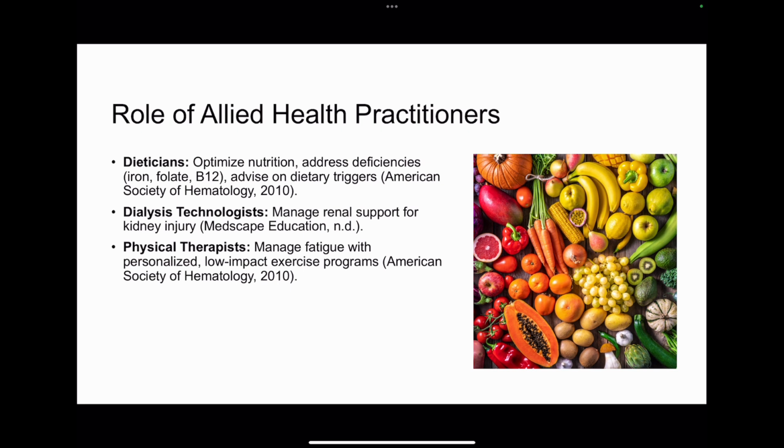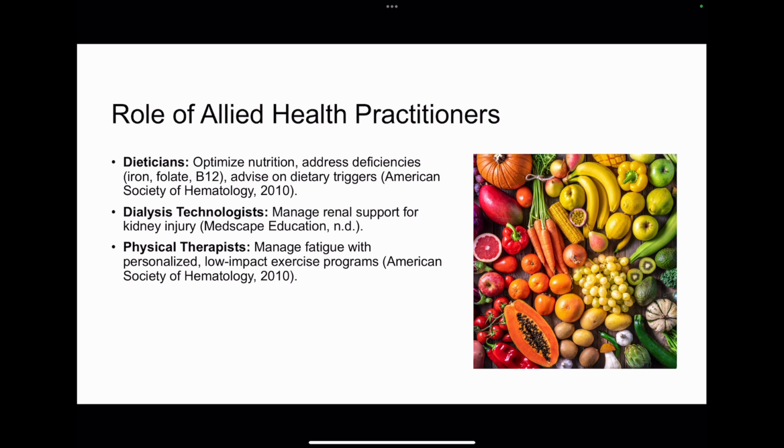Dialysis technologists manage the renal support for the patients whose hemolysis has caused kidney injury, and physical therapists assist patients in managing the fatigue that patients feel and coming up with a plan that includes low impact exercises to help safely build endurance.